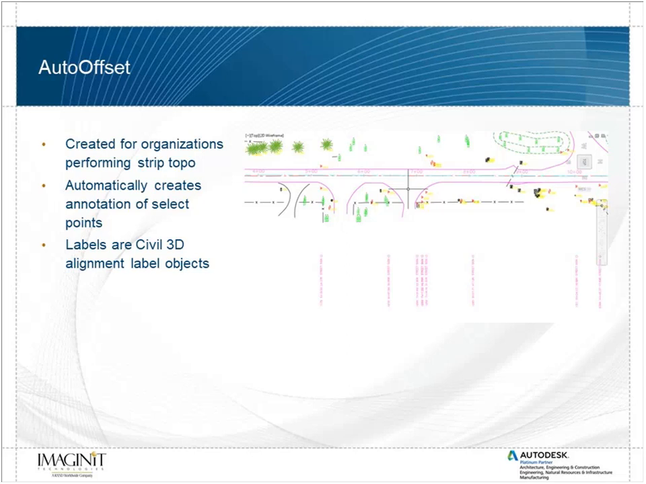Several years ago, Autodesk finally changed some things with how Civil 3D worked. We've now integrated it. It's essentially creating an alignment label object. So all of it is completely dynamic, as you'd expect with everything else inside of Civil 3D.